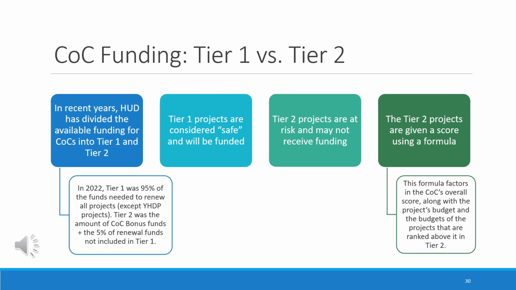not receive funding. These projects must participate in a national competition for those funds and are scored individually using a formula outlined in the NOFO. This formula factors in the CoC's overall score, along with the project's budget and the budgets of the projects that are ranked above it in Tier 2.